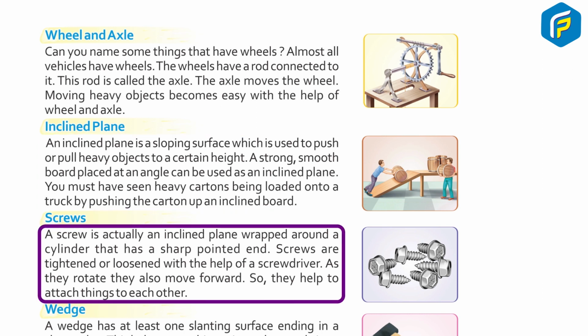Screws. A screw is actually an inclined plane wrapped around a cylinder that has a sharp pointed end. Screws are tightened or loosened with the help of a screwdriver. As they rotate, they also move forward, so they help to attach things to each other.